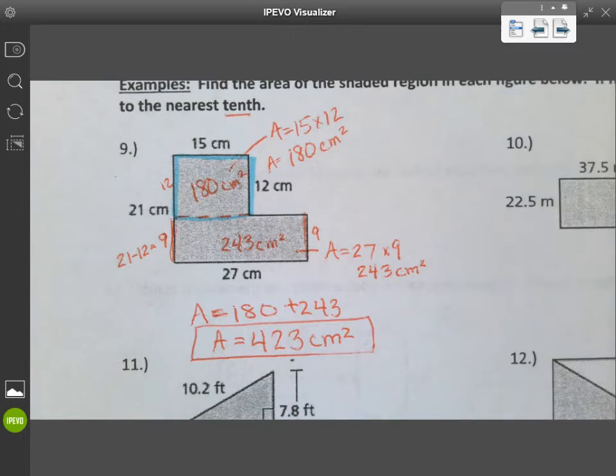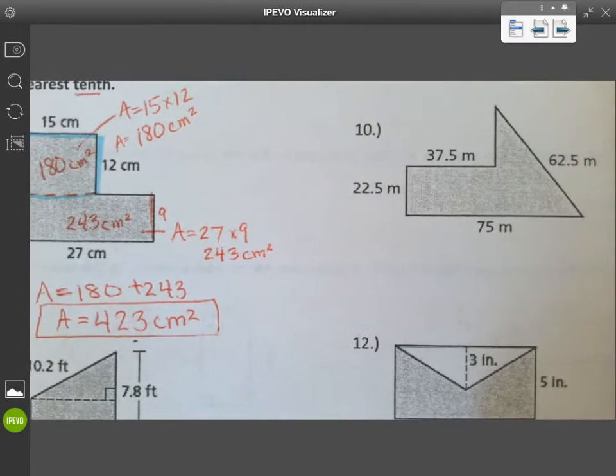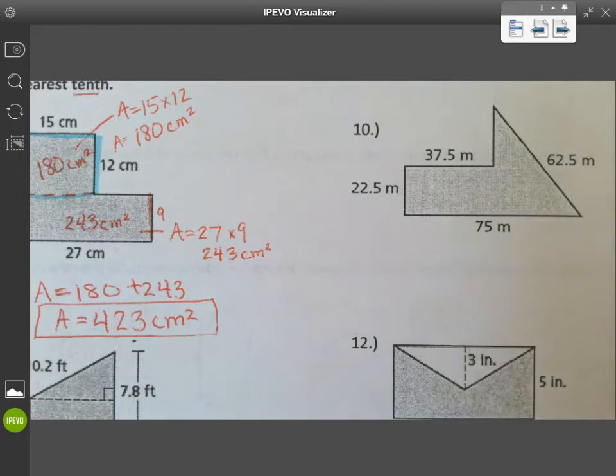Okay, go over to number 10. What do you see there? I mean, it almost looks like half of an arrow. Do you see if we extended this, we could see a whole arrow?